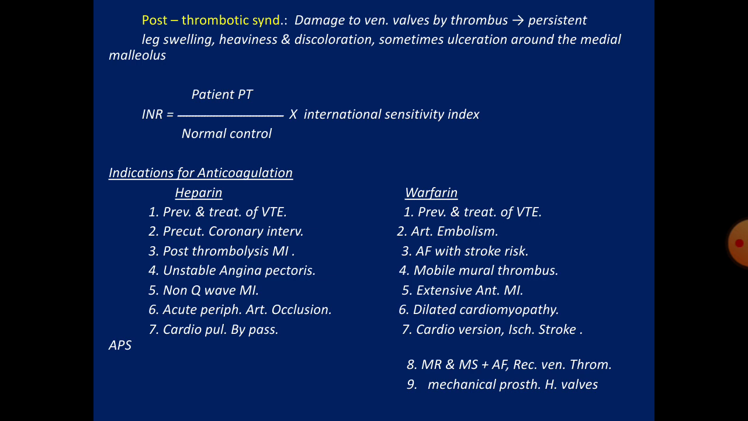atrial fibrillation with stroke risk, mobile mural thrombosis, extensive anterior myocardial infarction, dilated cardiomyopathy, those patients who undergo cardioversion, or who have ischemic stroke, or patients who have mitral valve disease complicated by AF, or those with recurrent venous thrombosis. Again, those patients who have a mechanical prosthetic valve keep lifelong on the anticoagulant.